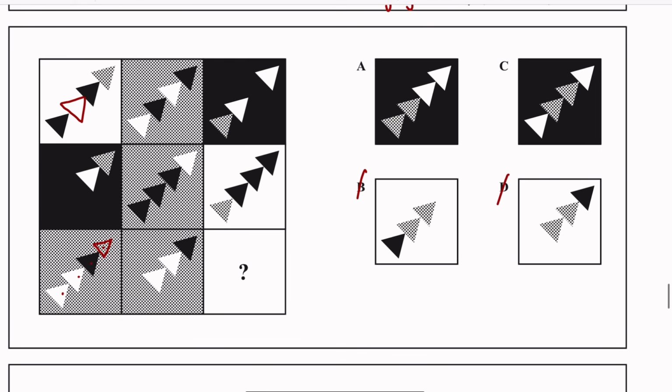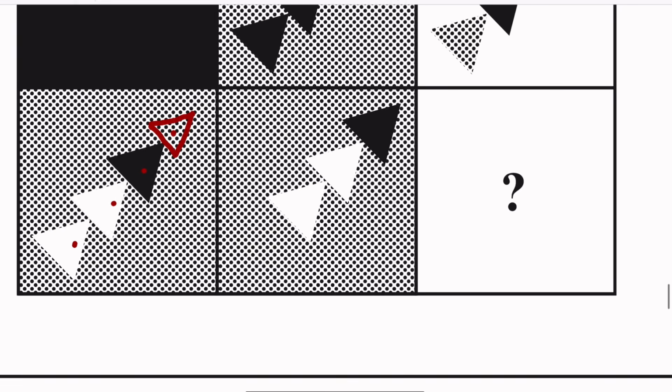Now, let's look at our other options. We have a spotted triangle at the bottom here. So what's going to happen to this one? It's going to move up. So it should end up over here, a spotted triangle, okay? The third triangle from the bottom. First triangle from the bottom, okay? So here, should be in this position.